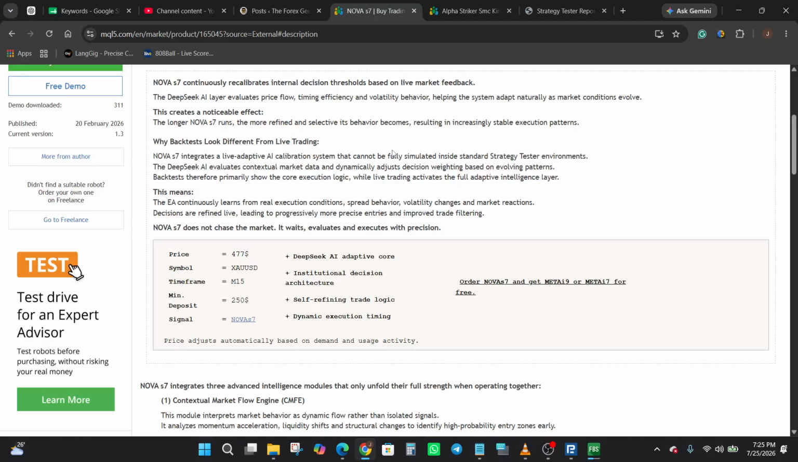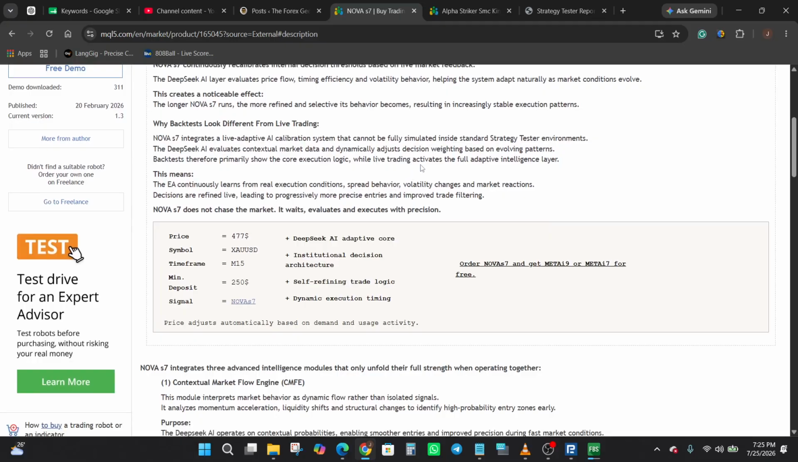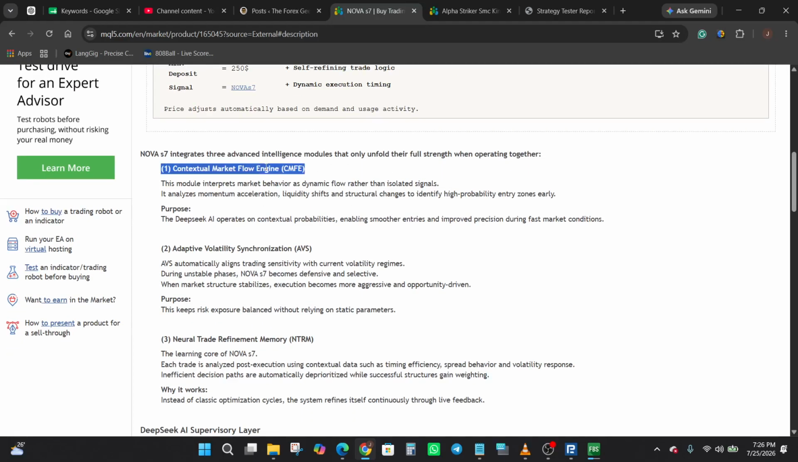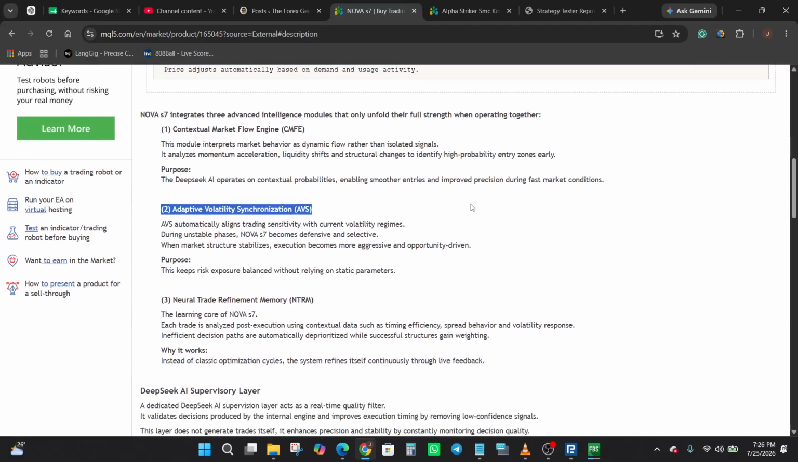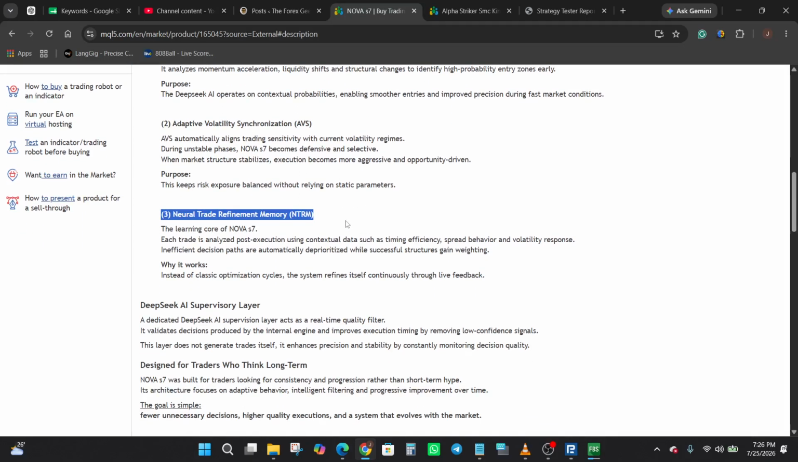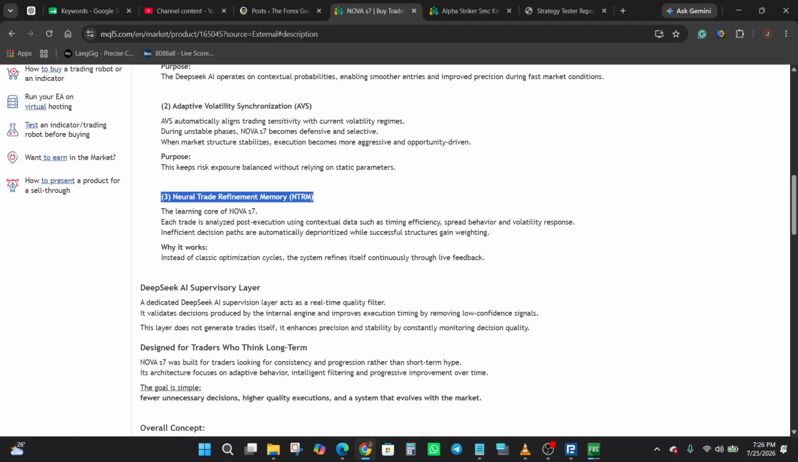All right, moving through the feature set, the page describes three intelligence modules that work together. The contextual market flow engine reads momentum acceleration and liquidity shifts to identify entry zones early. Adaptive volatility synchronization adjusts trading sensitivity to the current volatility regime, becoming more defensive in unstable conditions and more opportunity driven once things stabilize. And the neural trade refinement memory is described as the learning core, analyzing each trade after execution based on timing efficiency, spread behavior, and volatility response, and adjusting future weighting accordingly.